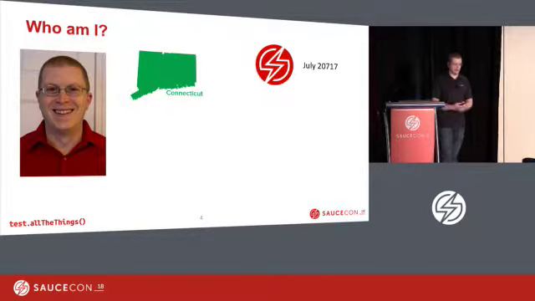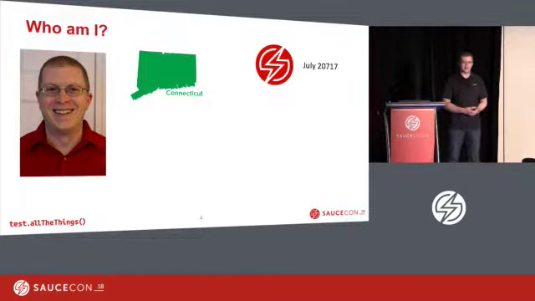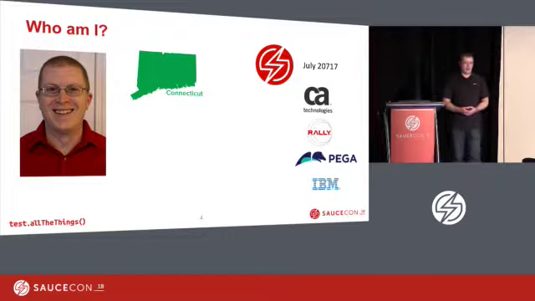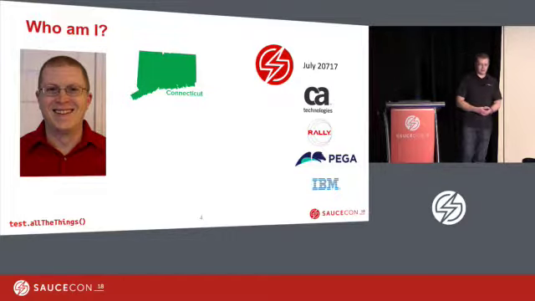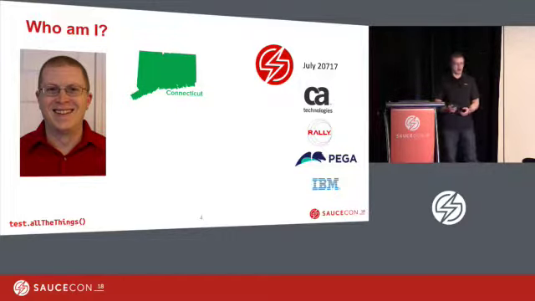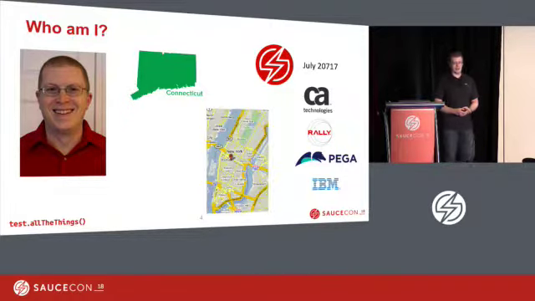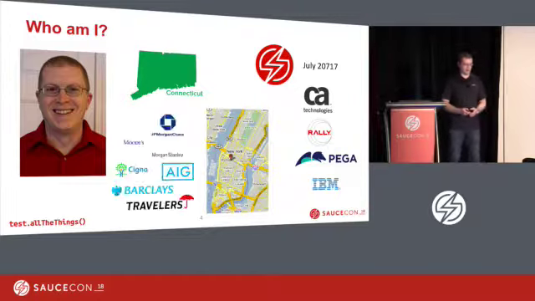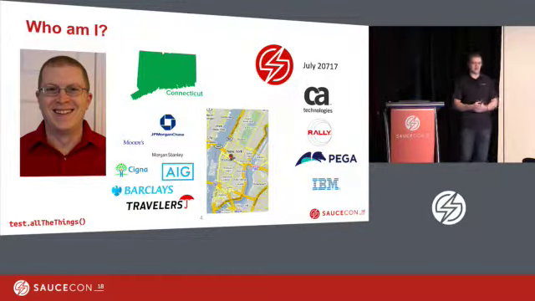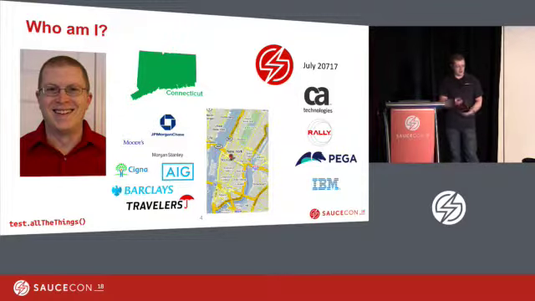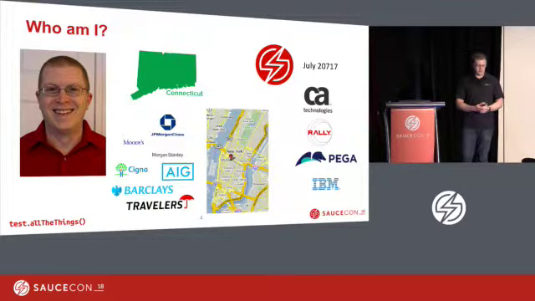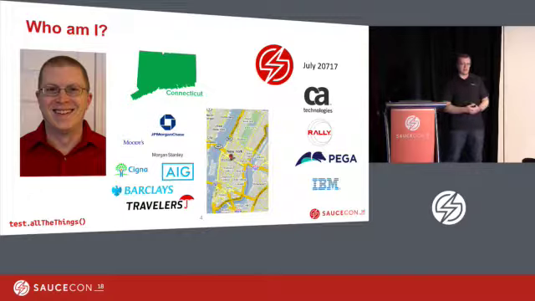So who am I? As Manny mentioned, my name is Dan Rabinovitz. I live about 3,000 miles from here, over in Connecticut. Been with Sauce since July. Prior to that, I've worked for some big companies, some small companies, so CA, Rally, Pega, IBM, well-known companies in the industry. I spend a lot of time there in New York City working with all of these types of customers. So what I've learned in my time as an SE working in all these, I've been an SE at these 4 companies, or now 5 companies.